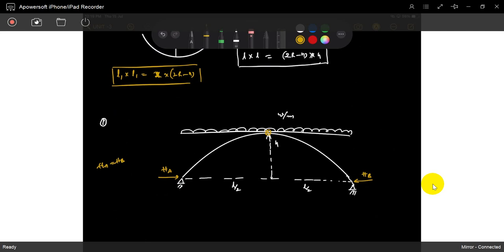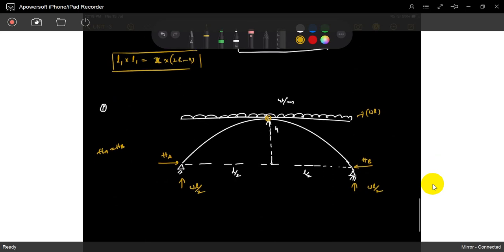Okay, so what are VA and VB? We can easily conclude that too, because it's a symmetrical vertical load. So automatically the total load is WL, so this is WL by 2 and this is WL by 2. You know it. But what is H? How can you calculate H? See, this is small h, the rise. What is the horizontal force? You can easily calculate it.